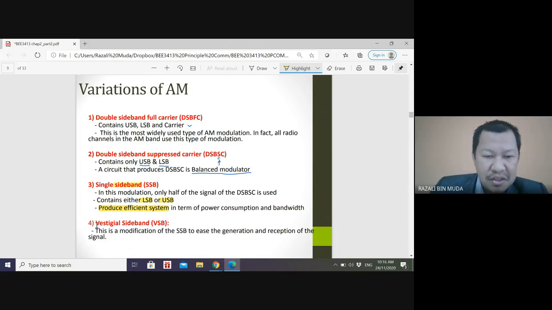Number 4, vestigial sideband. This is a modification of the SSB, a modification of single sideband to ease the generation and reception of the signal, to ease the transmitting, receiving and recovering of the original signal. Okay.